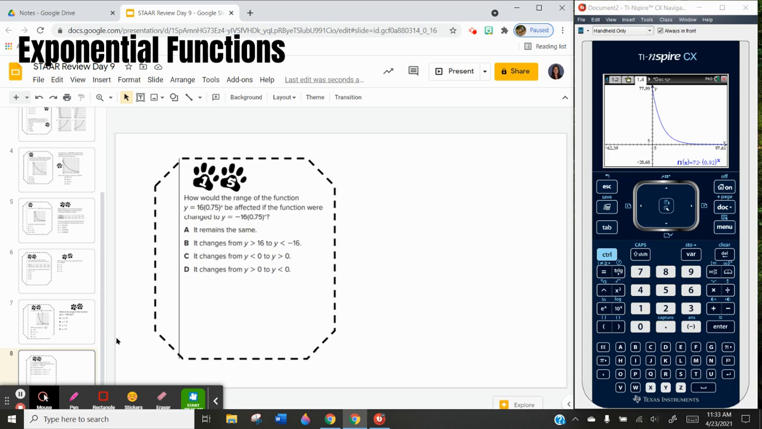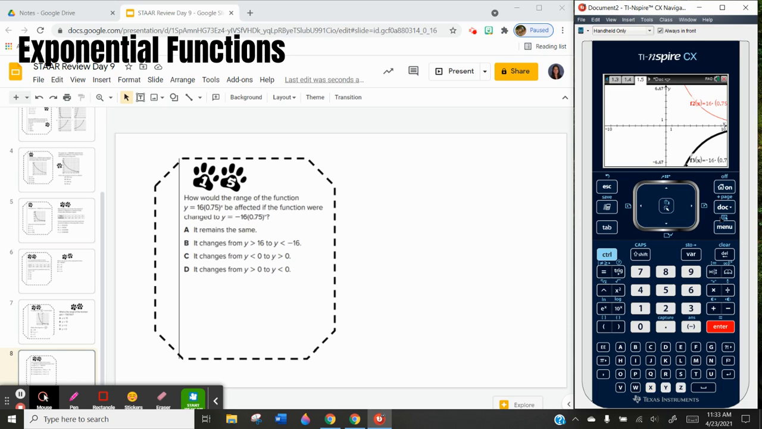Problem number 15. How would the range of the function y equals 16 parentheses 0.75 raised to the x be affected if it were changed to y equals negative 16 and then still 0.75 to the x power? So here they're saying that you have two equations and you're just comparing the two. So we'll type in the first one, which is 16 times 0.75 raised to the x power. The next one is going to have a negative 16, parentheses, 0.75 raised to the still x power.